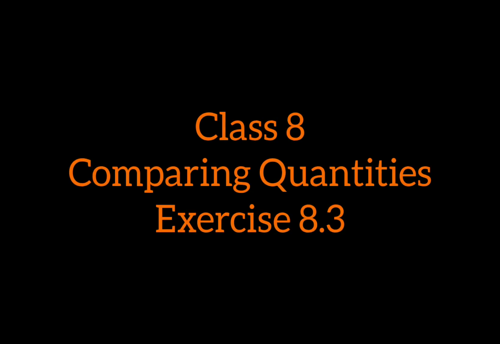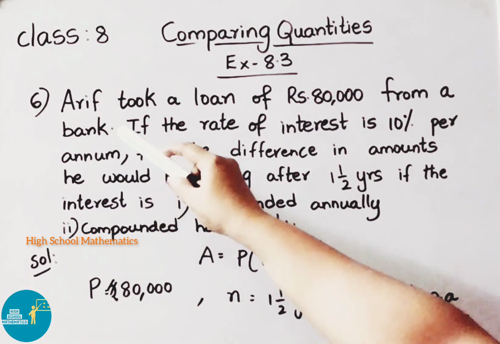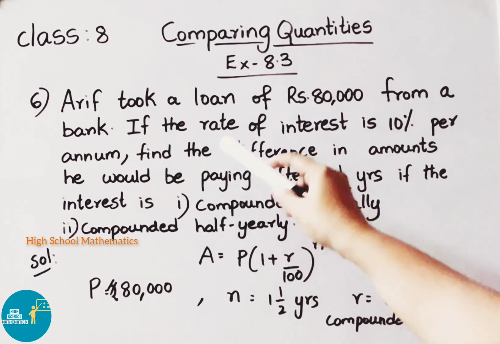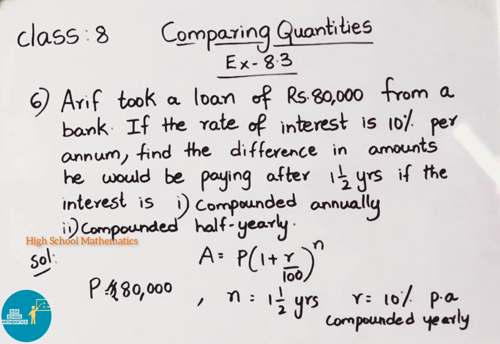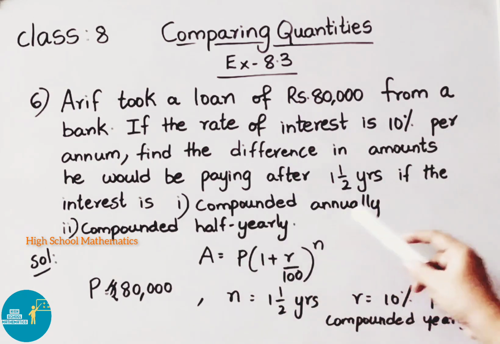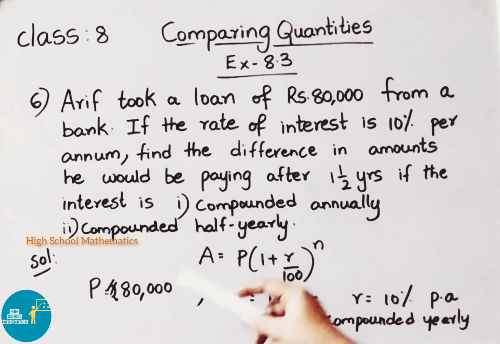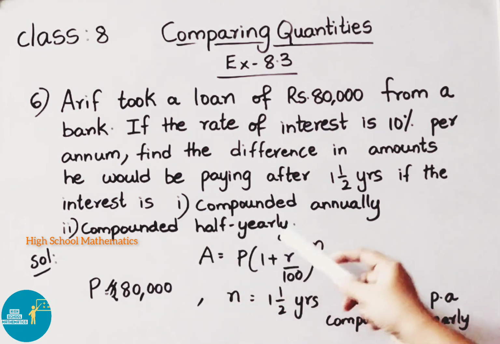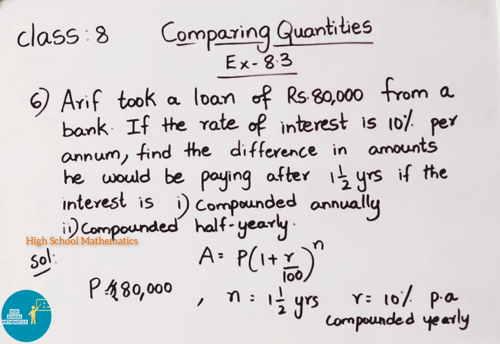Today we are going to learn Class 8, Chapter 8, Comparing Quantities, Exercise 8.3, question number 6 onwards. See now question number 6. Arif took a loan of 80,000 rupees from a bank. If the rate of interest is 10% per annum, find the difference in amounts he would be paying after 1.5 years if the interest is compounded annually and if it is compounded half yearly. Now let us see the solution.